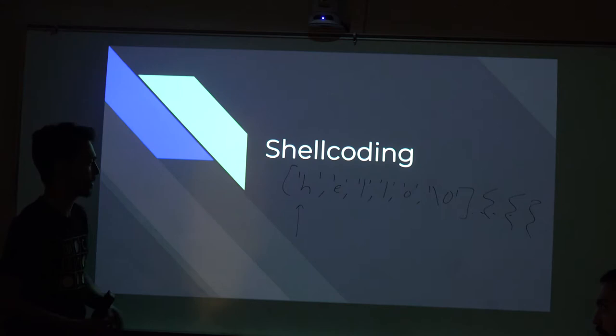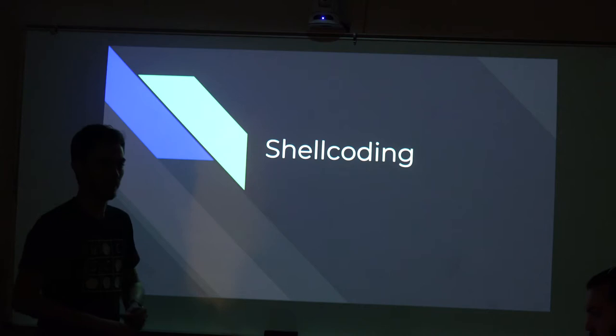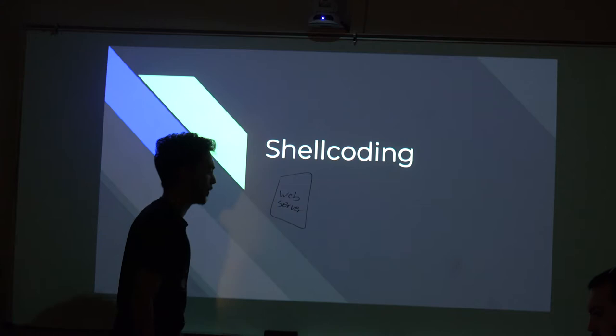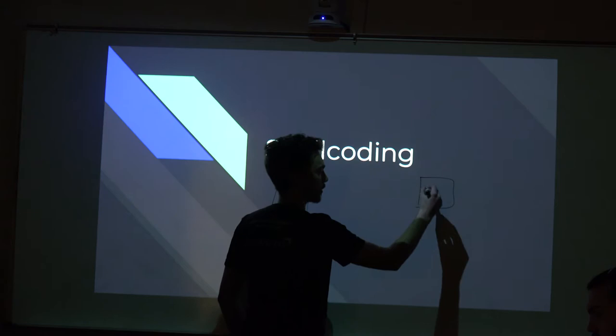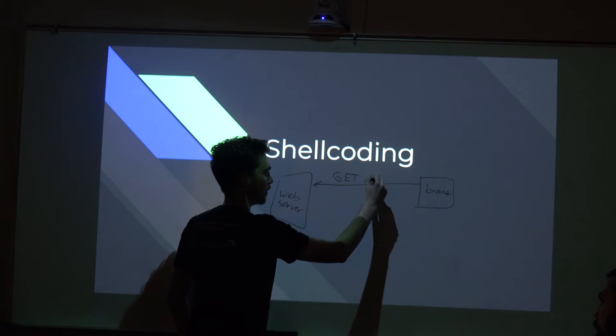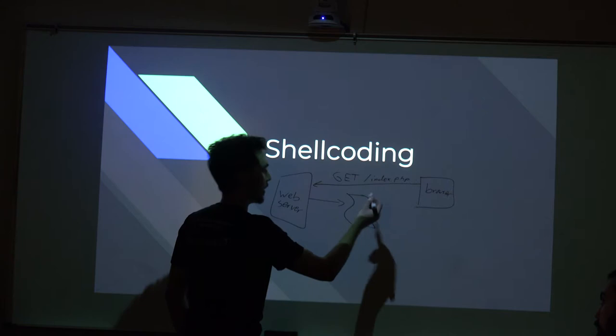So let's think of an example of a program that might be exploitable if you have a buffer overflow vulnerability. Say I have a web server, and you have a client computer, which is your browser. It asks the web server for a page, say it asks for index dot, I don't know, PHP or something. And the web server sends back the page that the browser requested.